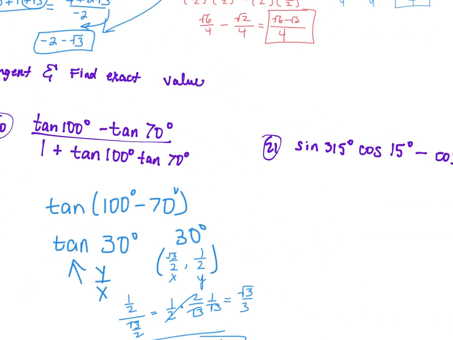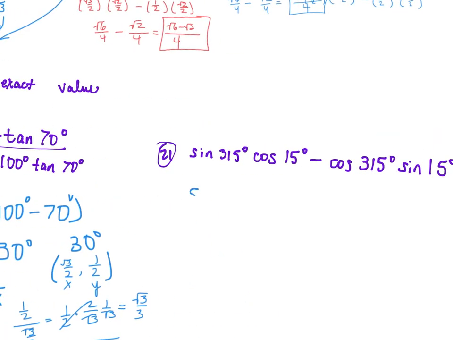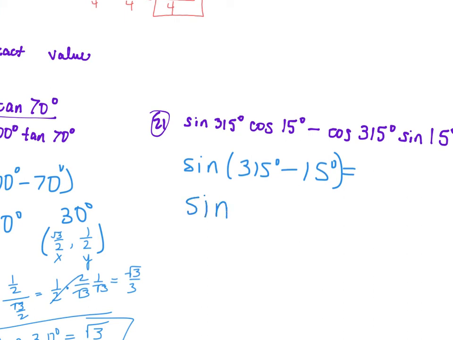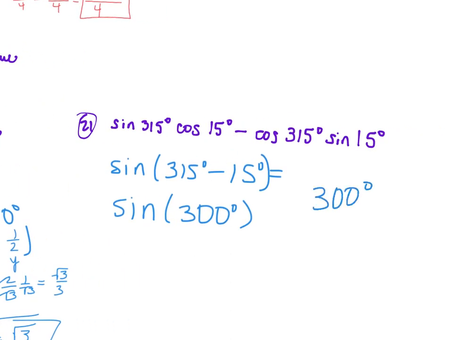Okay, moving on to 21. You look for the formula that says sine, cosine, minus cosine, sine. If you look over here at your identities, that happens to be sine of u minus v. So I'm going to rewrite this as the sine of u, which is 315, minus v, which is 15 degrees. So then I could rewrite this as the sine of 300 degrees. Then I go to my unit circle and I look at what the ordered pair is for 300 degrees, and it's 1/2 comma negative root 3 over 2.